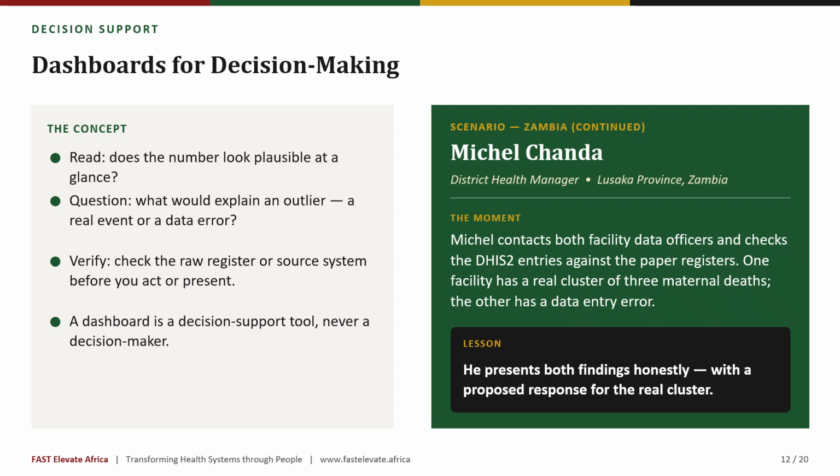Dashboards for decision making. Dashboards are powerful, but they are not decision makers. Whenever you see an unusual number, first, read. Does the number look plausible at a glance? Second, question it. What would explain an outlier? A real event or a data error? Third, verify it. Check the raw register or source system before you act or present. A dashboard is a decision support tool, never a decision maker.